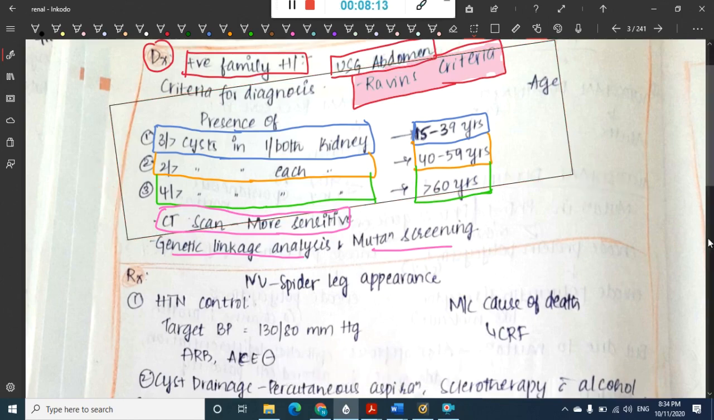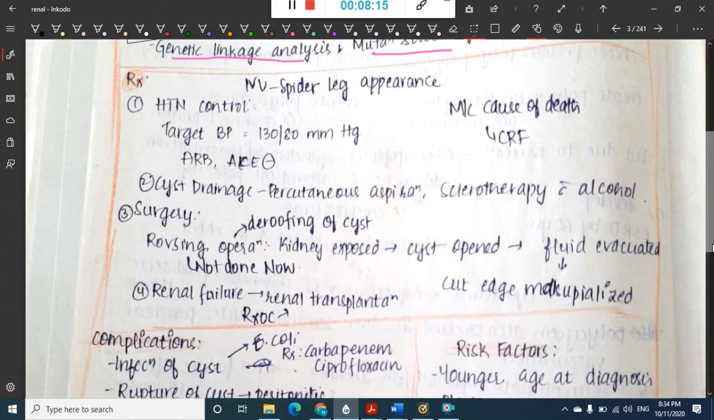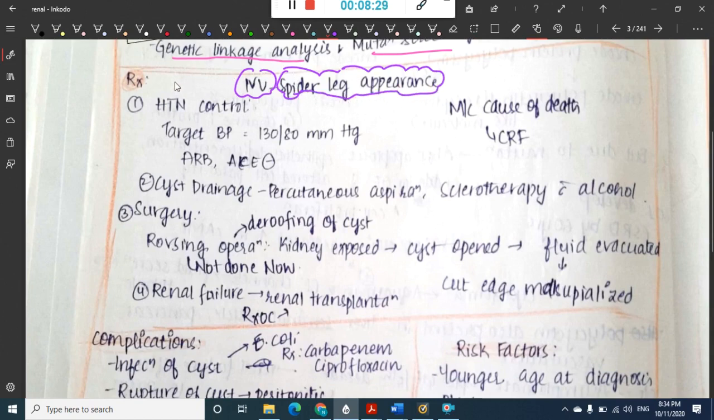Okay, this is important. Next, the next important thing is the treatment. If you do an intravenous urography, you see the presence of spider leg appearance. I will show you the pictures of these. Then in the treatment, first and foremost, control the hypertension, and here the target BP is 130 by 80 millimeters of Hg. You will have to give angiotensin receptor blockers or ACE inhibitors for control of hypertension.